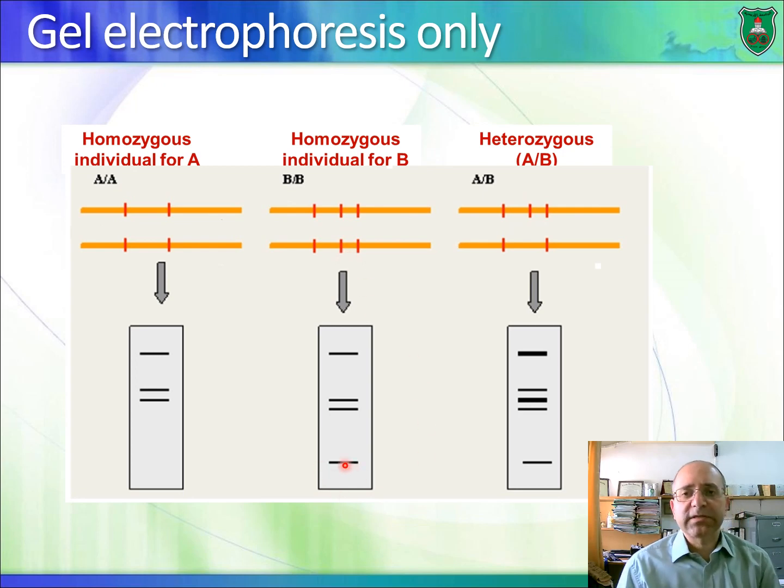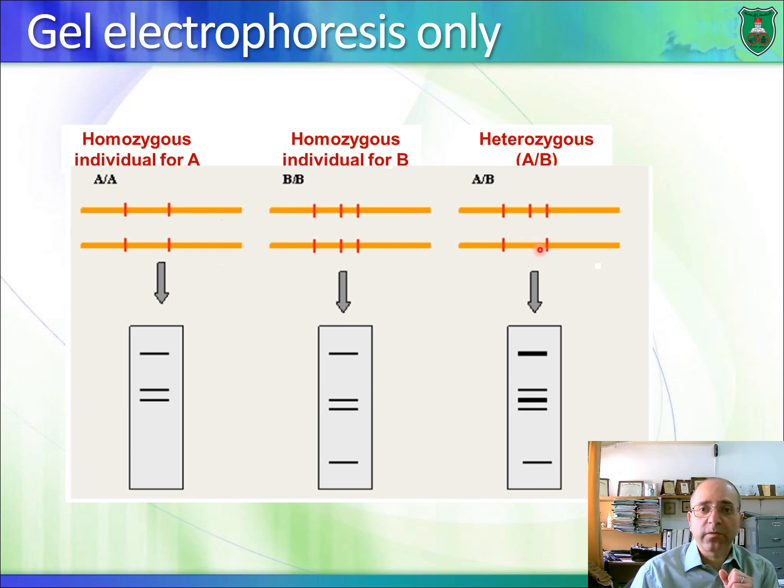Great. Now let's say that a person is heterozygous, meaning that this person has allele B on one chromosome, allele A on the other chromosome. So we would have the generation of 7 fragments, but they would appear as 4 bands because these 2 run together, these 2 run together because they have the same length, and these 3 run separately.